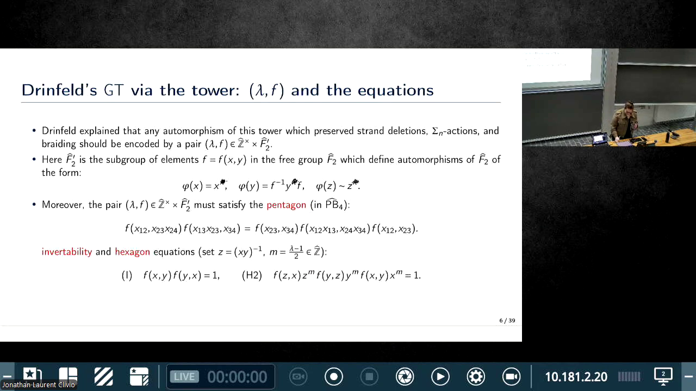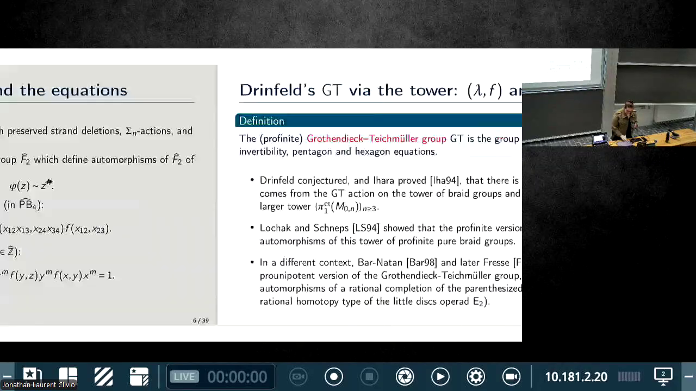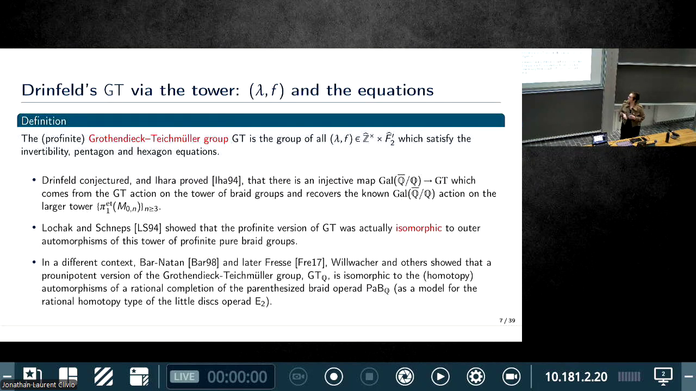So, all right. The observation here was that we used this to define what's called the profinite version of the Grothendieck-Teichmüller group. So the profinite Grothendieck-Teichmüller group is the group of all pairs lambda F, right? So an invertible integer and an element of this derived subgroup of F2, which satisfy the invertibility, pentagon and hexagon relations. So basically what Grothendieck was saying is I want GT to be the automorphisms of this tower of braid groups. And this is the object that acts in a universal way on braided categorical structures.